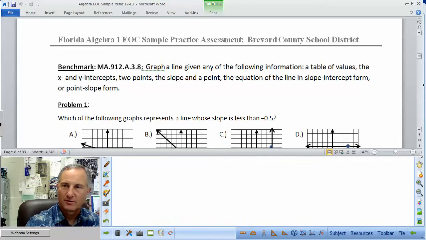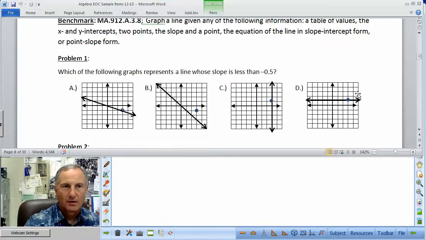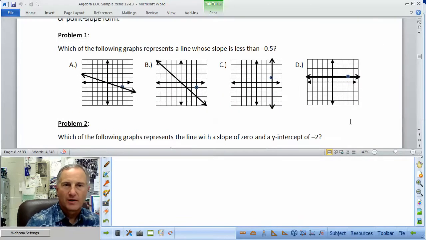Okay, so let's look at some of those examples. First problem. Which of the following graphs represents a line whose slope is less than negative 0.5? Well, we know that a flat horizontal line is a slope of 0, so that's not going to answer it here. And we know that a vertical line here has an undefined slope, no slope whatsoever. So we're down to these two.